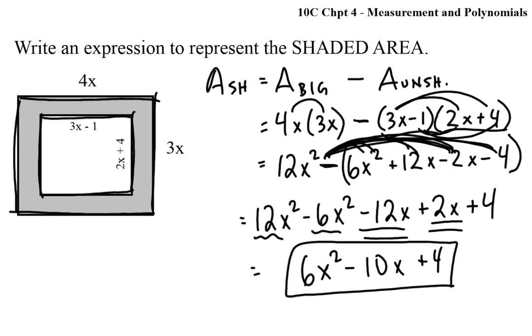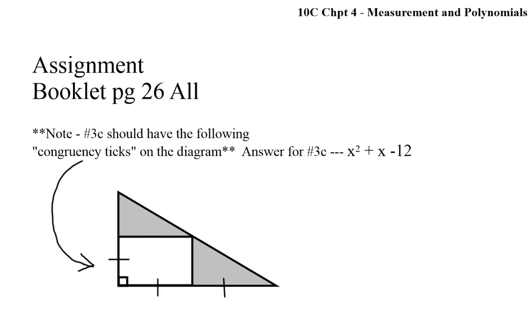So all kinds of little steps, but understand it's no different from when this was first introduced to you back in like grade 7. Area of the big shape, subtract area of the small shape. It's just we have different calculations. So with that being said, here's your assignment. Booklet, page 26, give it a try. Please note that 3C should have these ticks on them, which will make it a question. Otherwise, you couldn't do the question. So take note of that. The answer for 3C will be x squared plus x minus 12 if you do it correctly.